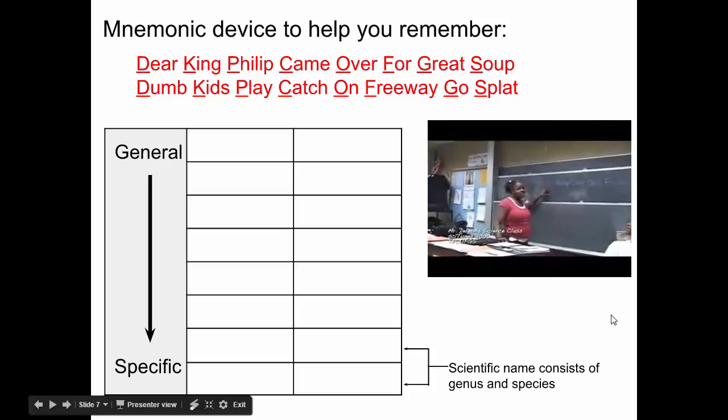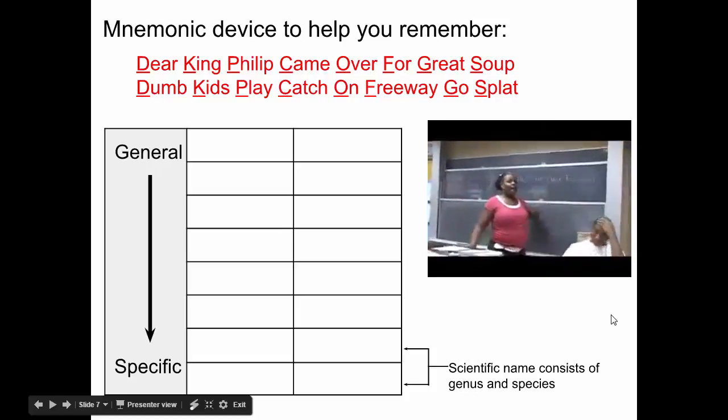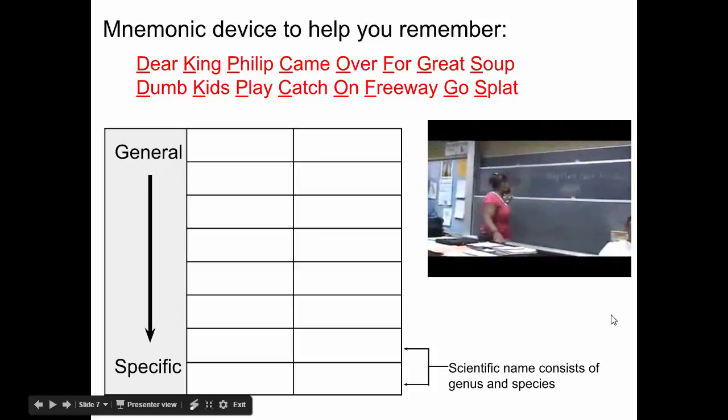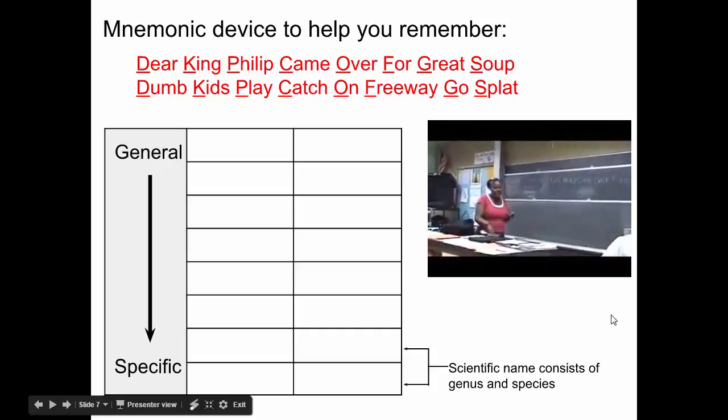In Mr. D class, we learned King Philip came over for good spaghetti. But we gonna do it a different way, like kingdom, phylum, class, order, family, genus, species.